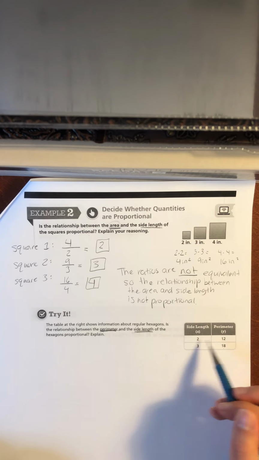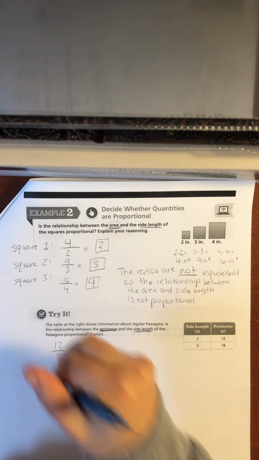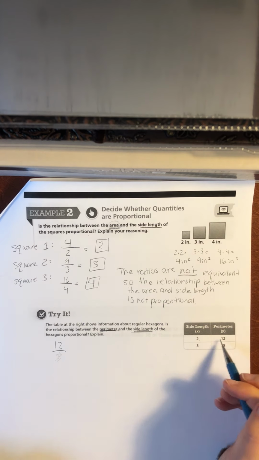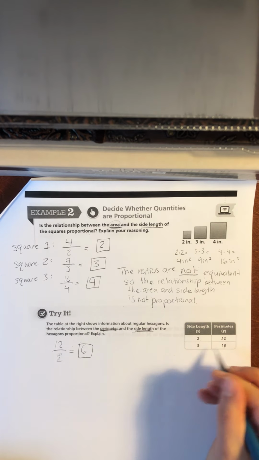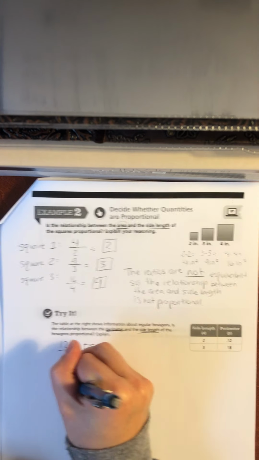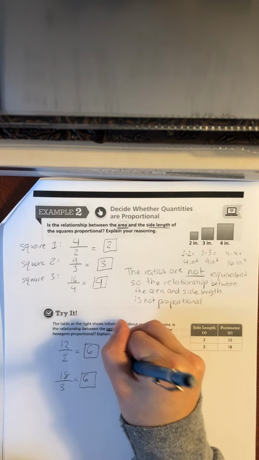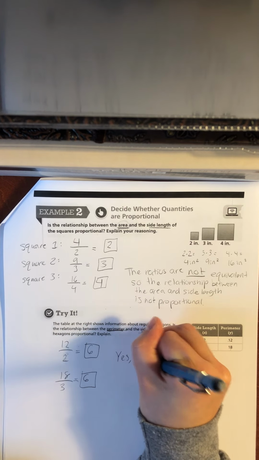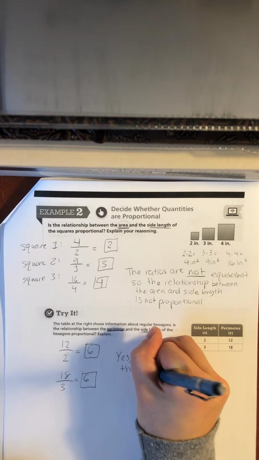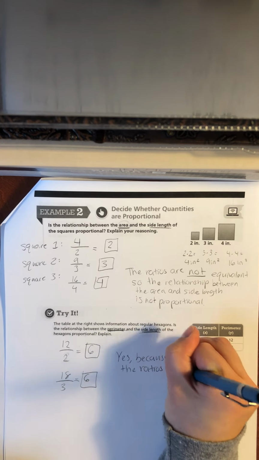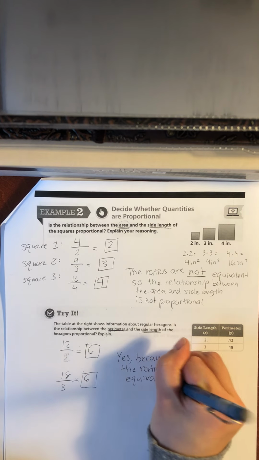Okay, so 12 over 2. Oops, I'm putting 12 over 3 on accident. 12 over 2 is 6. And then 18 over 3 is 6. Same number, so yes, because the ratios are equivalent. So it's proportional because the ratios are equivalent, they're the same.